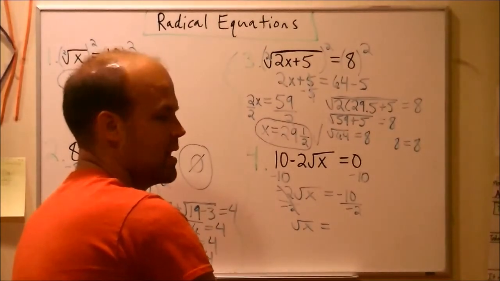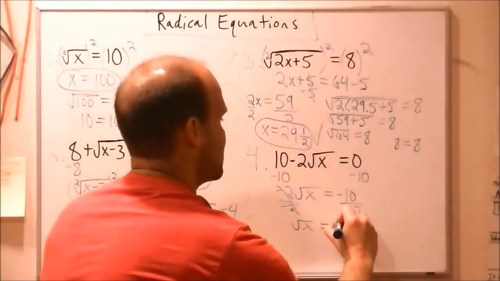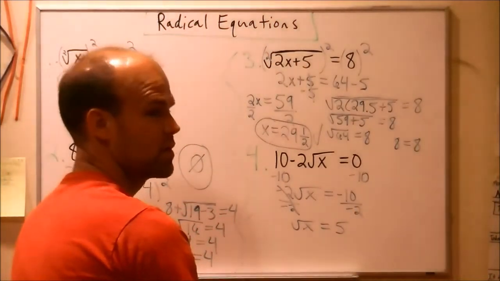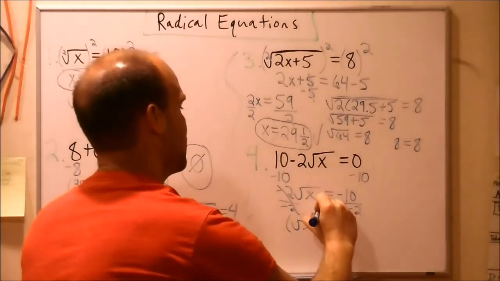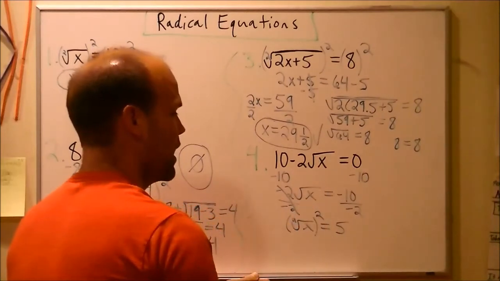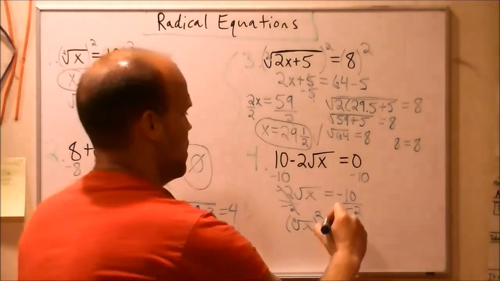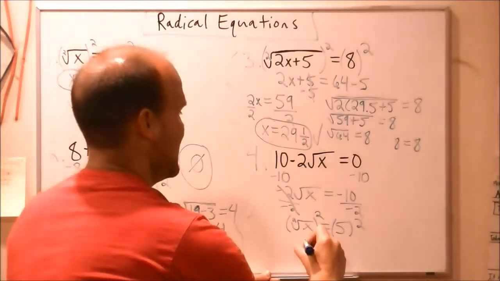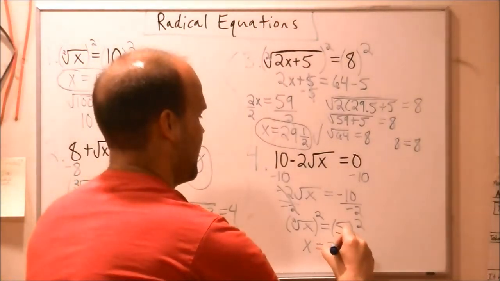Two negatives make a positive in math, and 10 divided by 2 is 5. And how do I get rid of a square root symbol? I just slap parentheses around that sucker and square it, because that's understood to be a square root. See the numbers that are the same, but inverse operations. What I do to one side, I have to do to the other. And so x will equal, what's 5 times 5? 25.